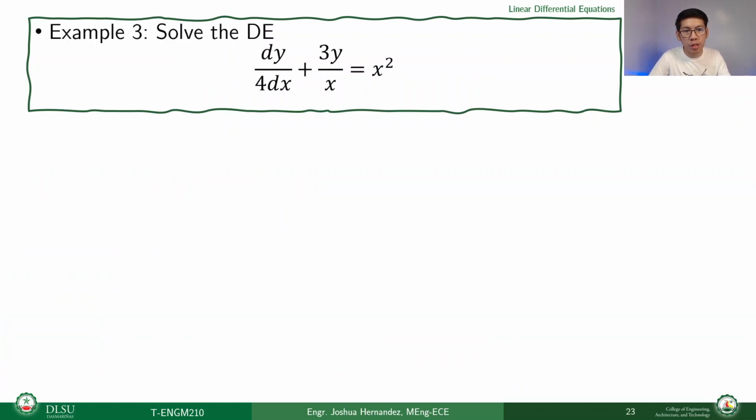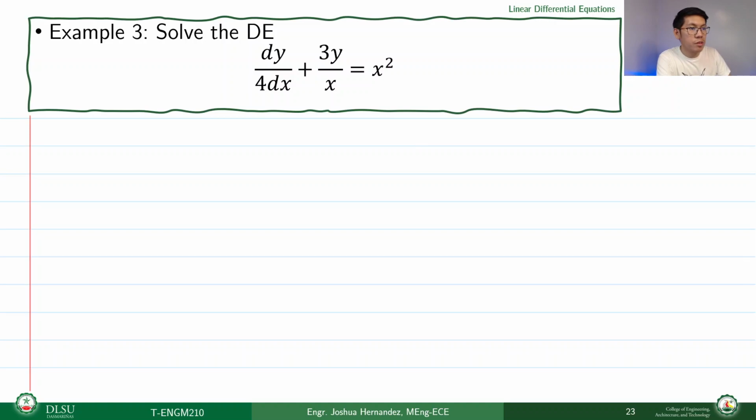That is example number 3. So, solving this, we have dy over 4dx plus 3y over x equals x squared.